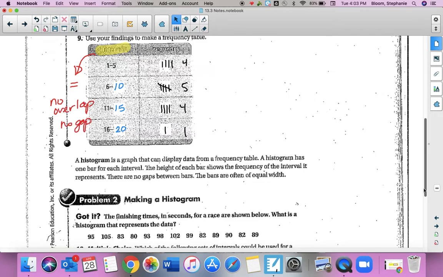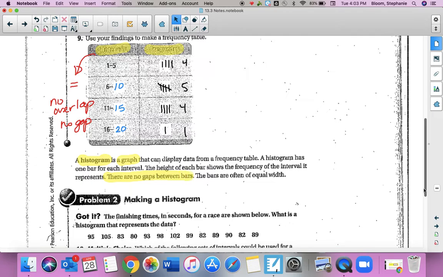And then on the right side, you're going to have the number of times that interval occurred. Okay, now the second piece to this is this histogram. So here's what a histogram is. A histogram is a graph that can display data from a frequency table. A histogram has 1 bar for each interval. The height of each bar shows the frequency of the interval it represents.